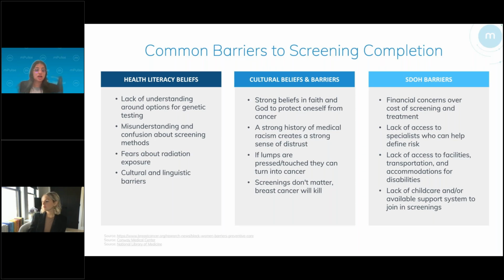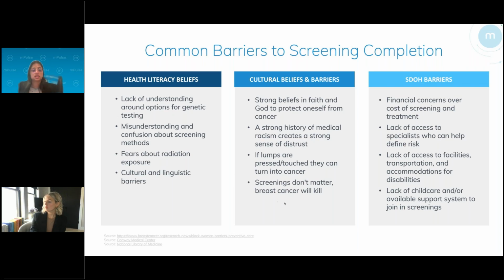Now, the last one I think is perhaps one of the most common and obvious ones to discuss, right? We know that SDOH, or social determinants of health, are really important when it comes to barriers in healthcare. So instances like finance, access to specialists, access to screening facilities, transportation support, accommodations if you have a disability, if you are wheelchair bound, how is that going to be done? Access to childcare. Sometimes you also want someone to come with you. These are little barriers that get in the way that really compound themselves.